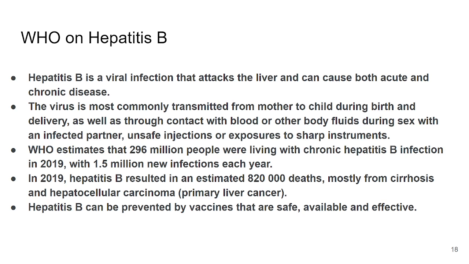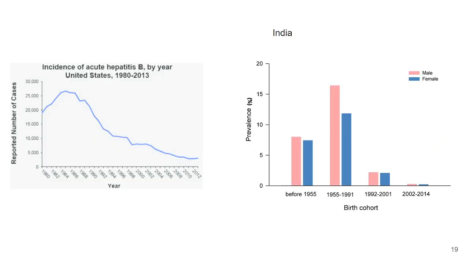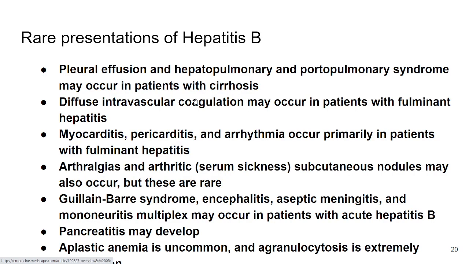B can be prevented with vaccines that are safe. The incidence of hepatitis B is reducing every year, and by 2012 in the USA the incidence was reduced. Whereas in India also, it has reduced remarkably compared to the previous years. So the incidence of hepatitis B is effectively reduced by effective immunization as such.